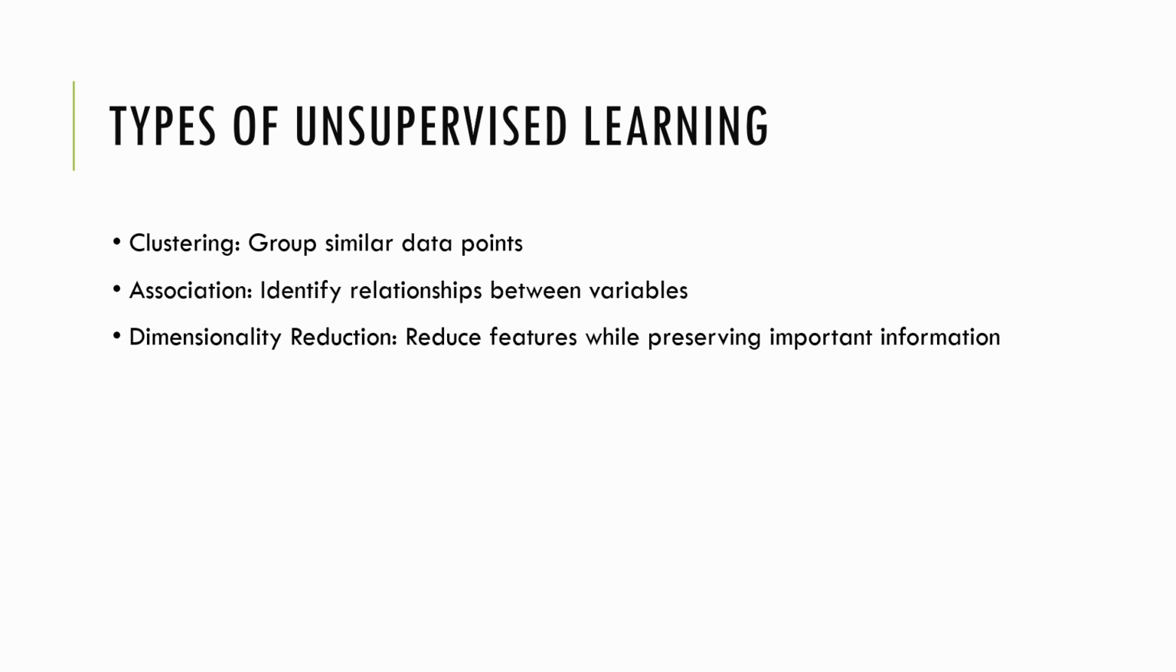There are three main types of unsupervised learning. First, we have clustering, which involves grouping similar data points together. Second, association helps us discover relationships between variables. Finally, dimensionality reduction simplifies data by reducing the number of features, making it easier to analyze while retaining essential information.